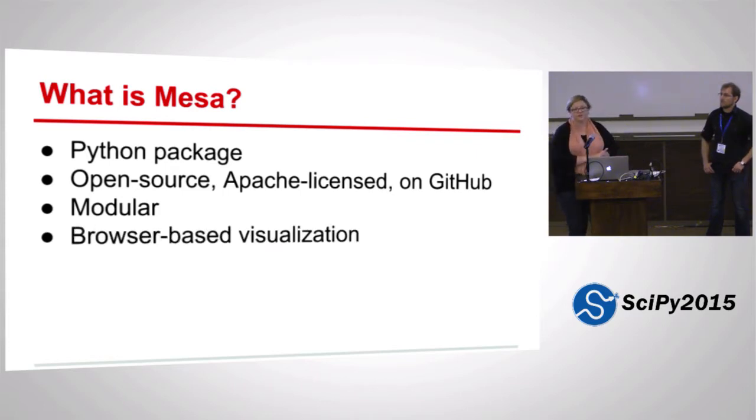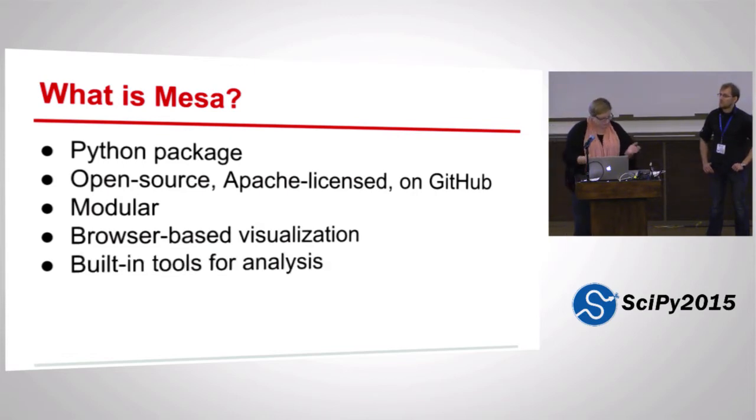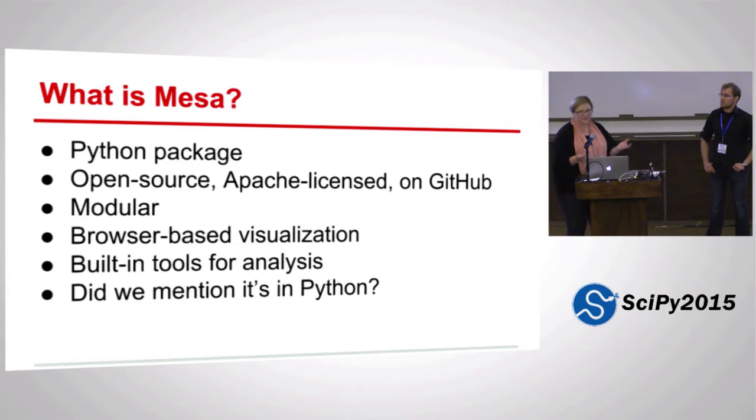It has a browser-based visualization, which was a big thing for us because none of the agent-based models out there currently have it. So we use HTML5 right now and some other JavaScript libraries, but the hope is that you can sort of plug and play your own components that you want based on the models that you build. And it has built-in tools for analysis, which includes data collection and parameter sweeps. And it's in Python.